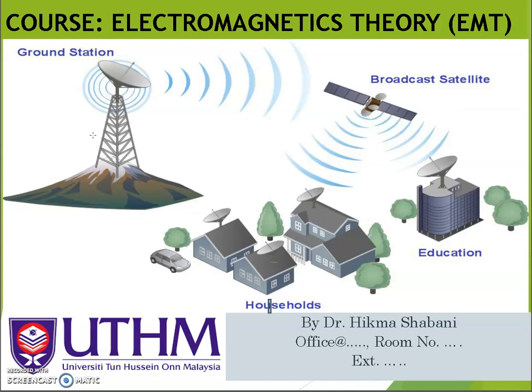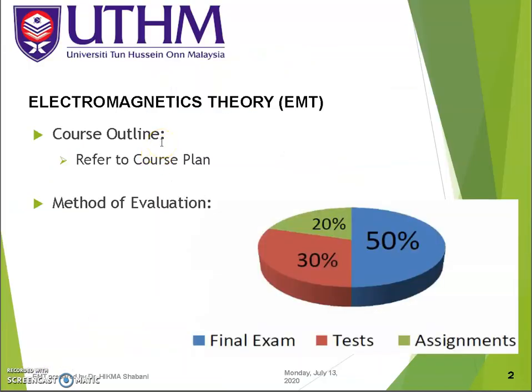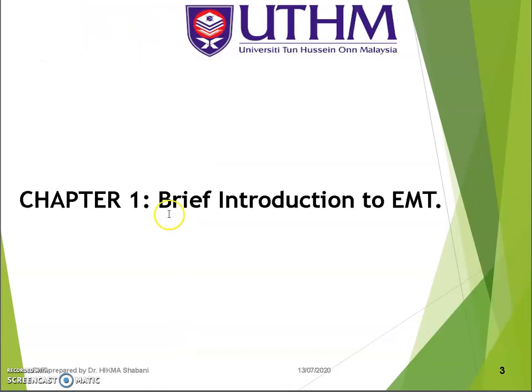So today we are going to learn about electromagnetic theory, but it will be a brief introduction. As you see here, the course outline will be given in the course plan with all the details. And the method of evaluation: the final exam will be 50%, the test will take 30%, and the assignment will take 20%.